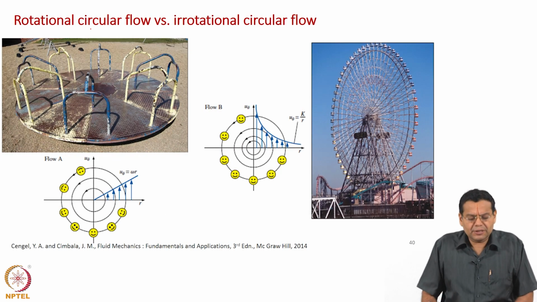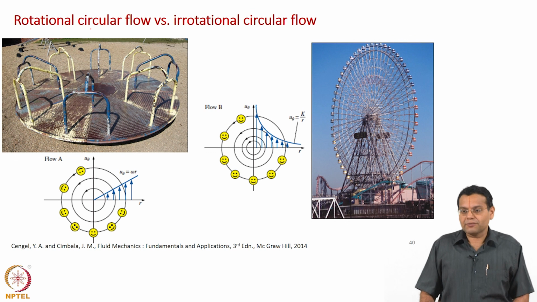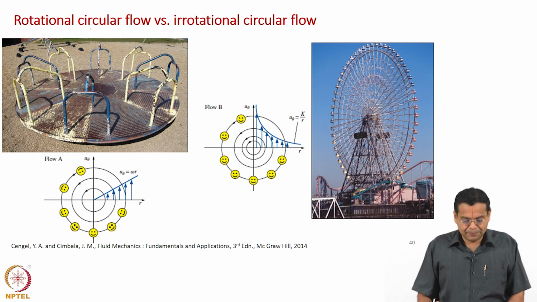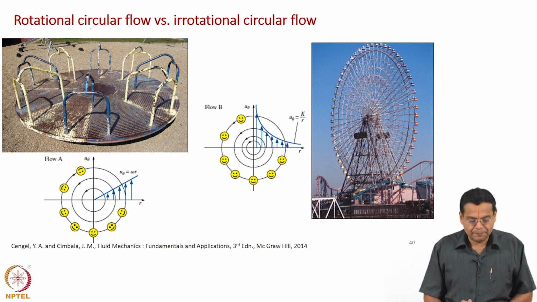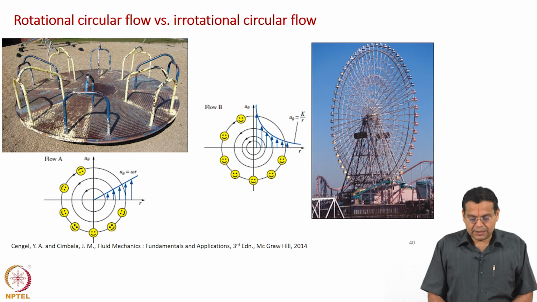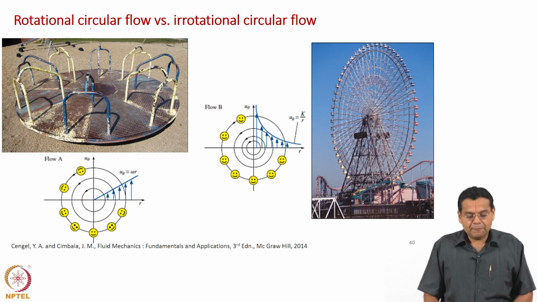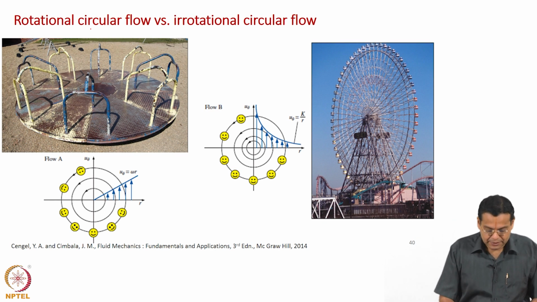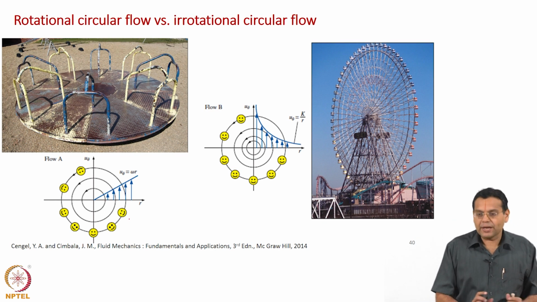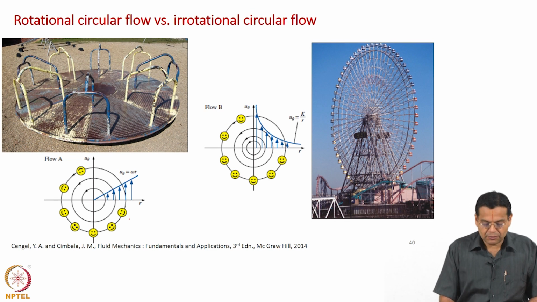Since we are discussing rotational and irrotational flow, I thought I would discuss this difference as well, nicely brought out in this book by Sengal and Simbala. What we are going to differentiate is between two types of circular flows. One is a rotational circular flow, the other is an irrotational circular flow. So, let us look at the two figures here, flow A and flow B. What is shown here are streamlines and the velocity vectors.